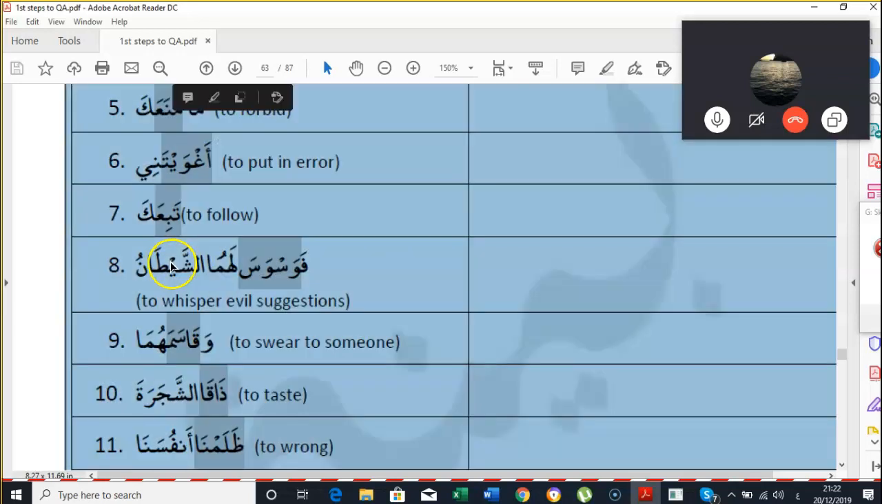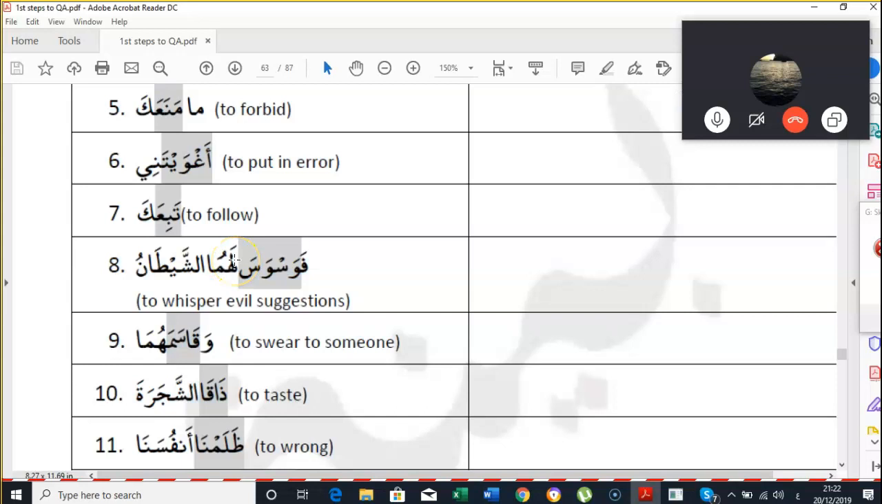So translate this. You know what shaitan means. Lahuma: la is a harf meaning for, and huma you should know the meaning of. So is it shaitan whispered evil suggestions to him? Not him, that's the only thing. Huma is to both of them. Huwa is he, huma is both of them. So the shaitan whispered to both of them, in the past tense.